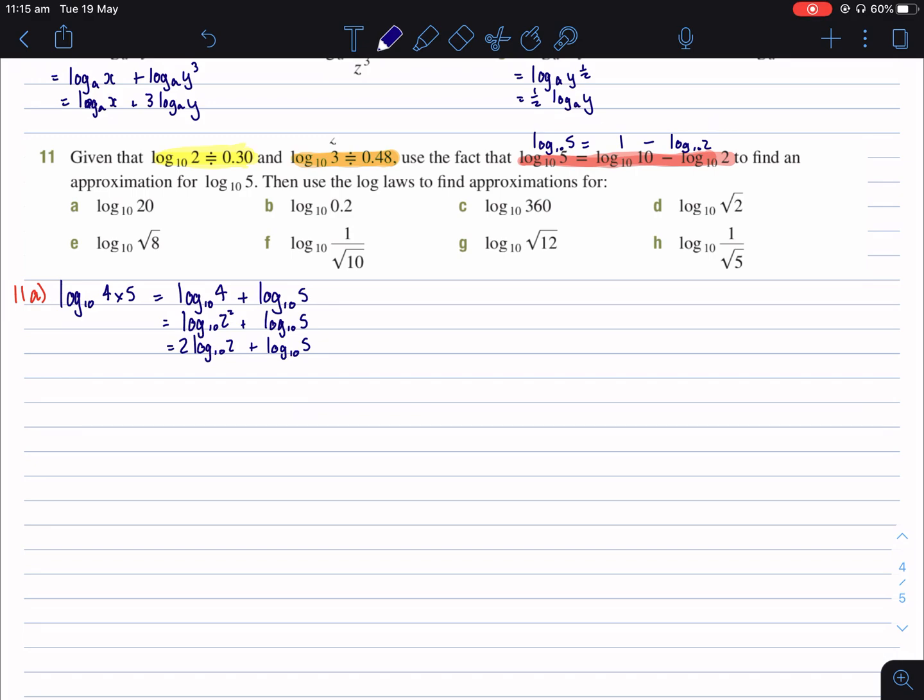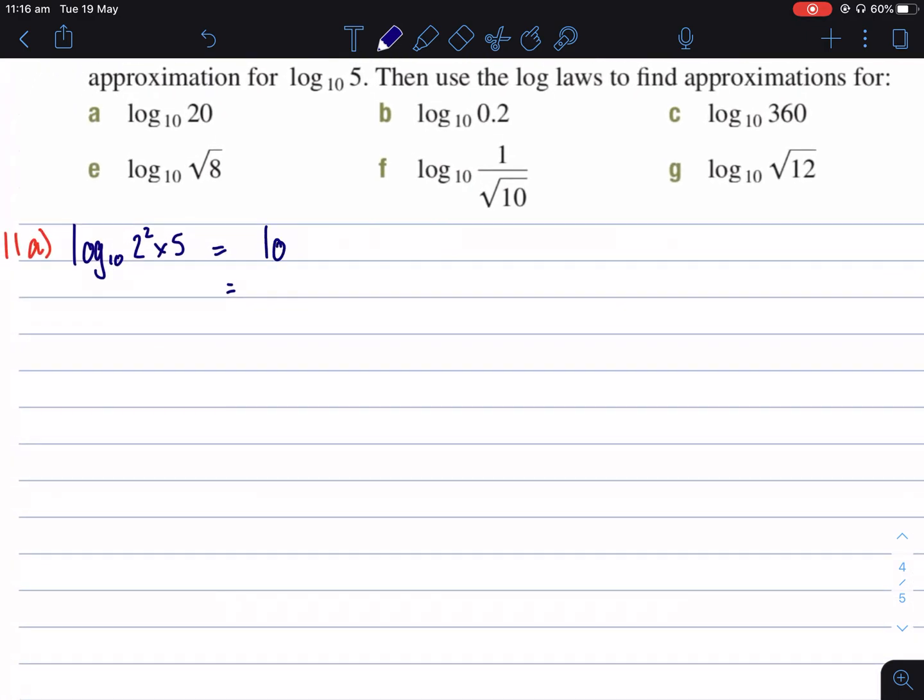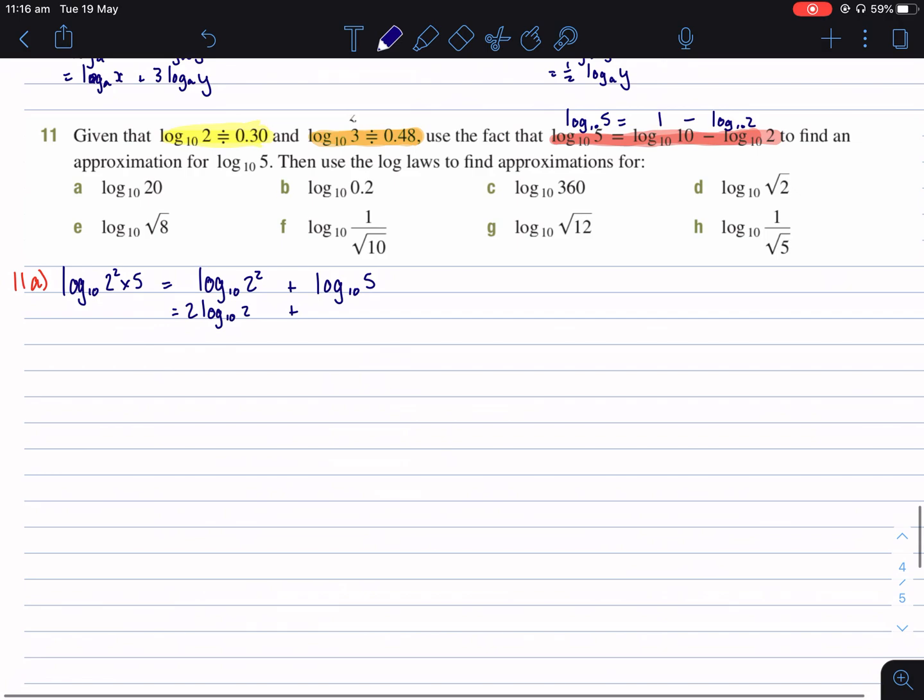Now let's start putting things in. So I've got 2 lots of log base 10 of 2 is 0.3. Log base 10 of 5, they told us that's the same as 1 minus, actually, not that I've done anything wrong, I just want to do it differently. So that was 2 squared. So I've got log base 10 of 2 squared plus log base 10 of 5. Now 2 squared, same as 2 times log base 10 of 2. They told us log base 10 of 5 is the same as 1 minus log base 10 of 2.